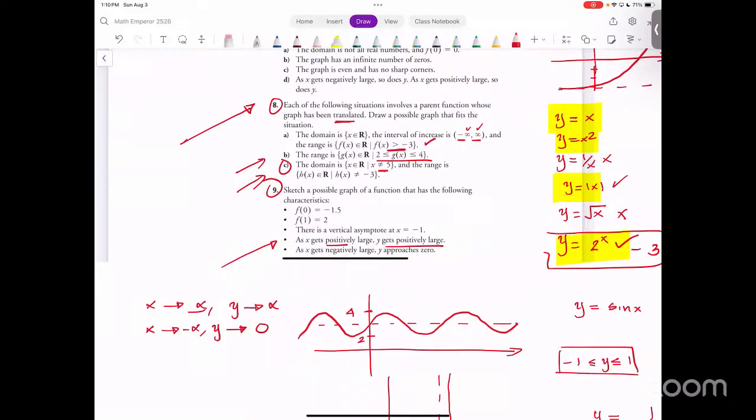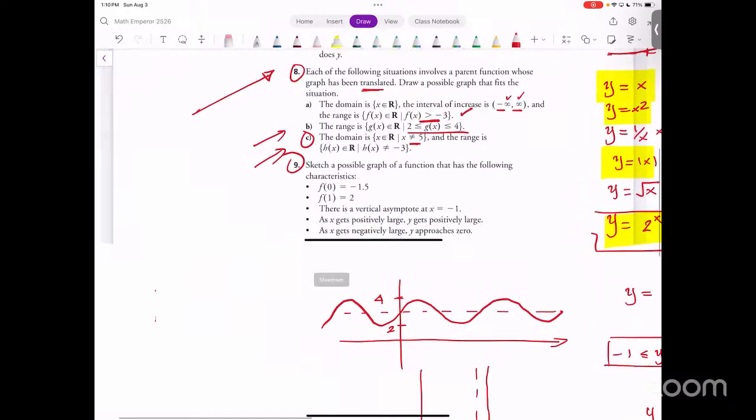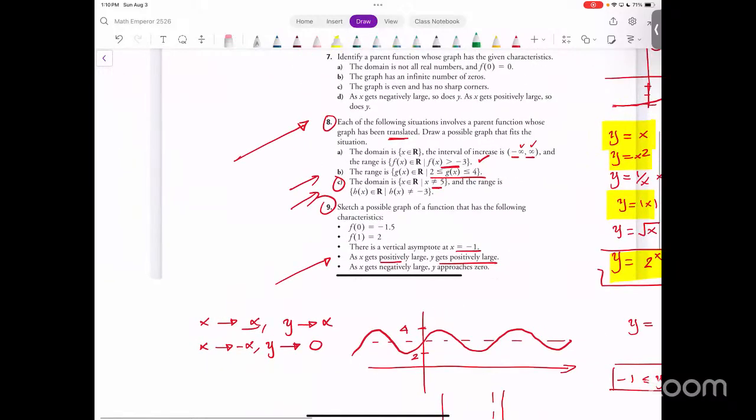f at 0 is -0.5, f at 1 is 2. Vertical asymptote at -1. As x gets positively large, y gets positively large. So how do we do that? I can show you how to visualize it so you can get a picture. These are the types of questions we always put as the 5-mark question at the end. You can see how this is a 5-mark question: 1, 2, 3, 4, 5. There are five checkpoints to check. Very easy. Your teacher can come up with very creative conditions.